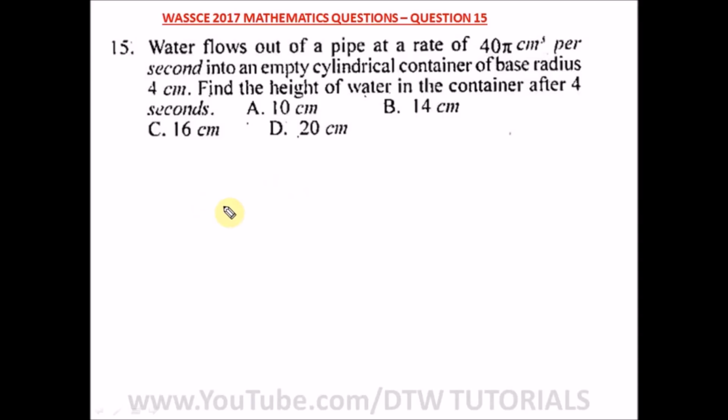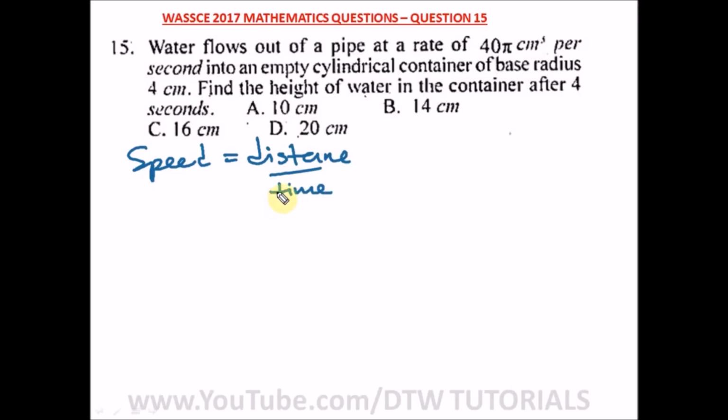Question 15 of our WASSCE 2017 mathematics question, that's your WAEC 2017 past question. It says water flows out of a pipe at a rate of 40 pi centimeter cube per second into an empty cylindrical container of base radius 4 cm. Find the height of water in the container after 4 seconds. So from here, we're talking of speed. Speed is equal to distance over time.